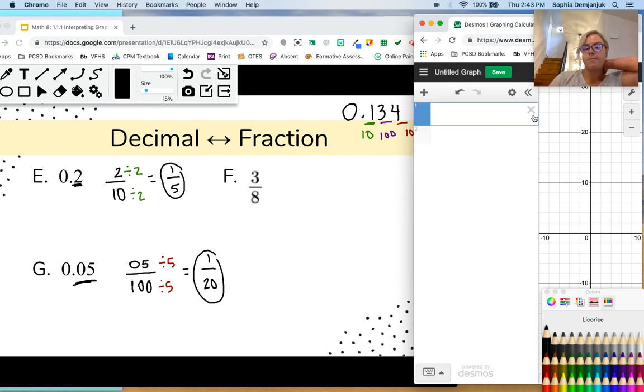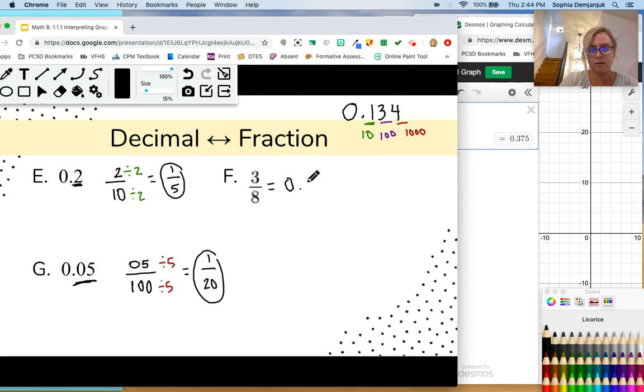And then my favorite example, F. I need to take a fraction and turn it into a decimal. That's just how we were checking our answers. If I have 3/8 and I don't remember in my head what decimal equivalent that is, I can do 3 divided by 8 in my calculator, and that will give me 0.375.